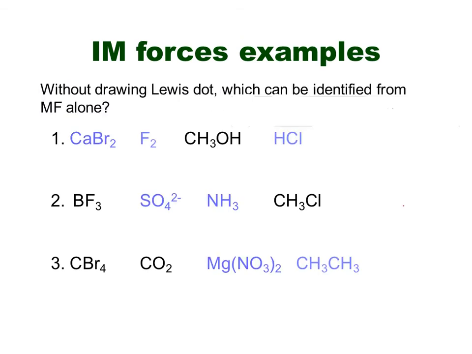So looking at the examples in blue, just by looking, I can tell that there are 3 that are ionic. So which 3 would those be? Right, it's going to be anything with a metal and anything with a charge. So it'll be the calcium bromide, the sulfate ion, and the magnesium nitrate.